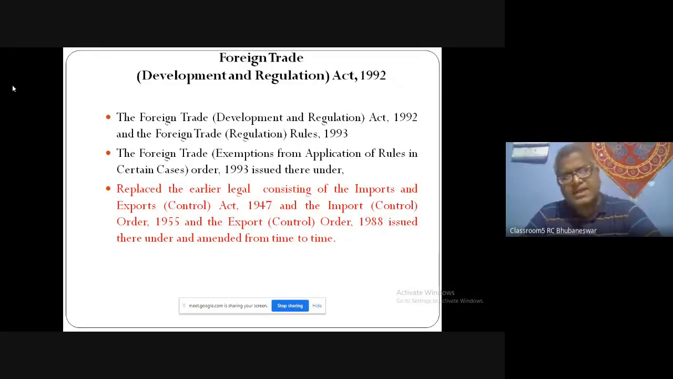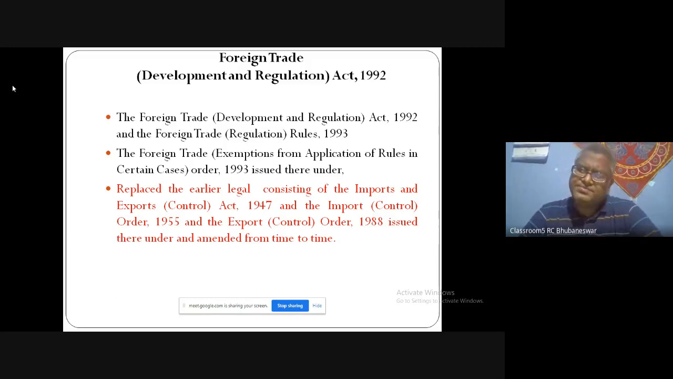And after 1988, there was a tremendous change of liberalization, privatization, and globalization of business in the year 1991, under the government of P.V. Narasimha Rao, with Manmohan Singh as the finance minister at that time. He enforced that a regulatory network should be required for foreign trade, and that regulation was enforced with the replacement of all the previous acts established in 1947, 1955, 1988, and the act is called the Foreign Trade Development Regulation Act 1992.